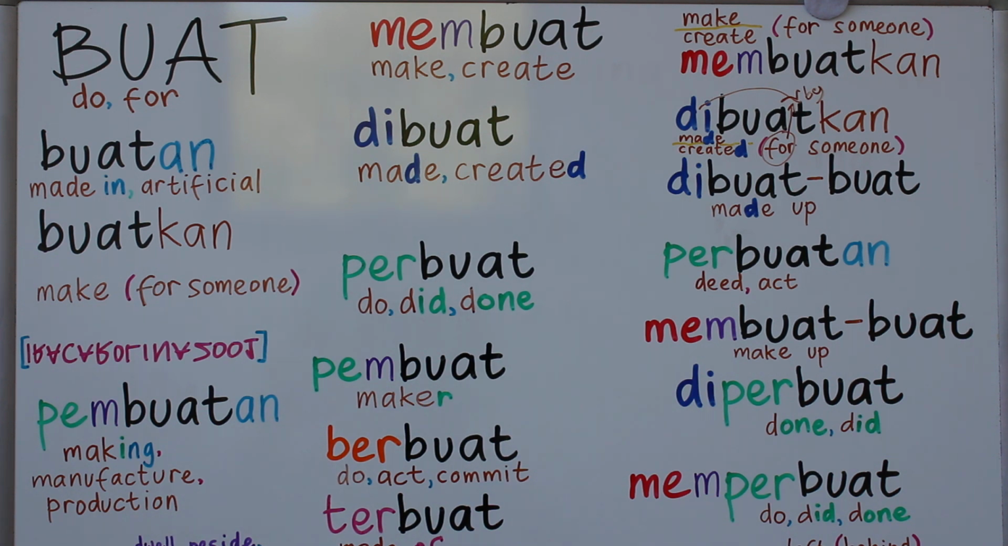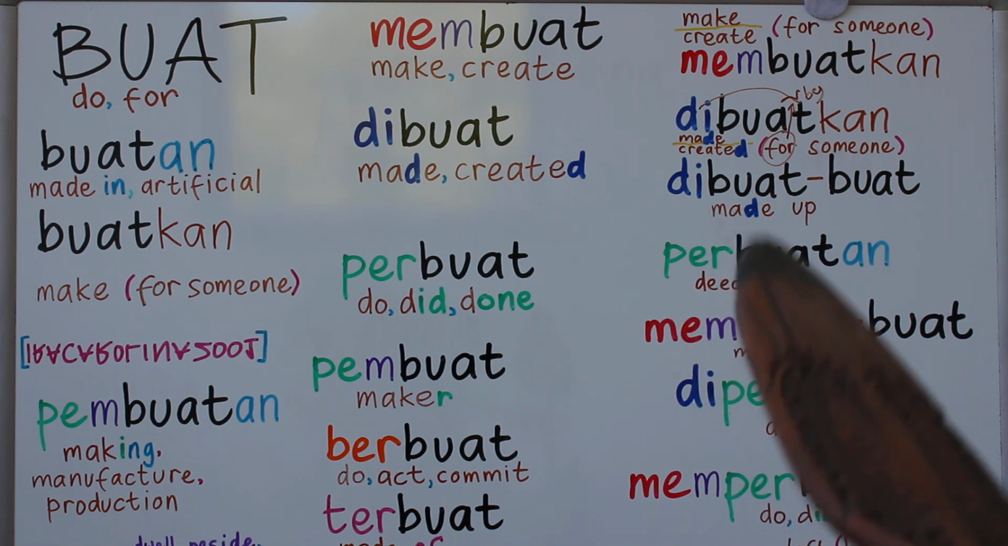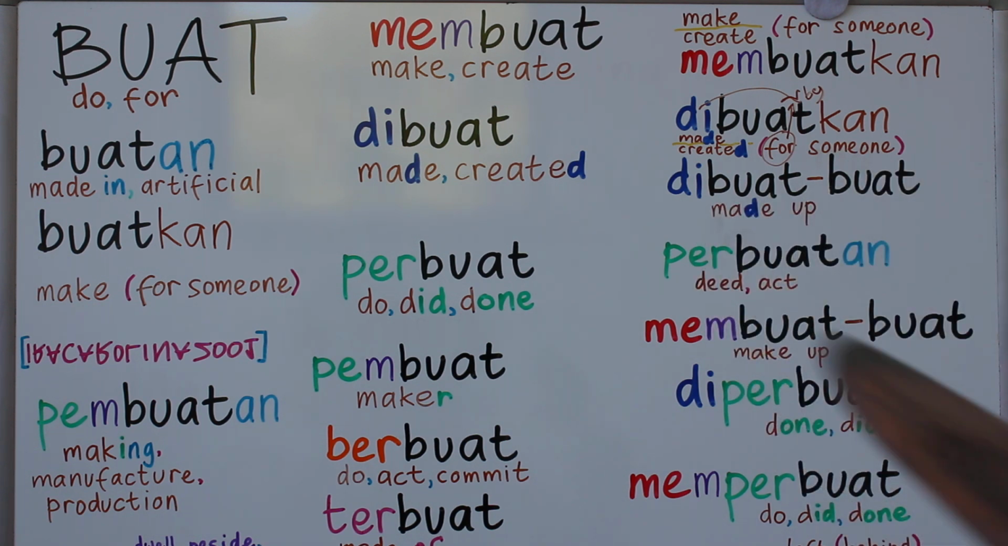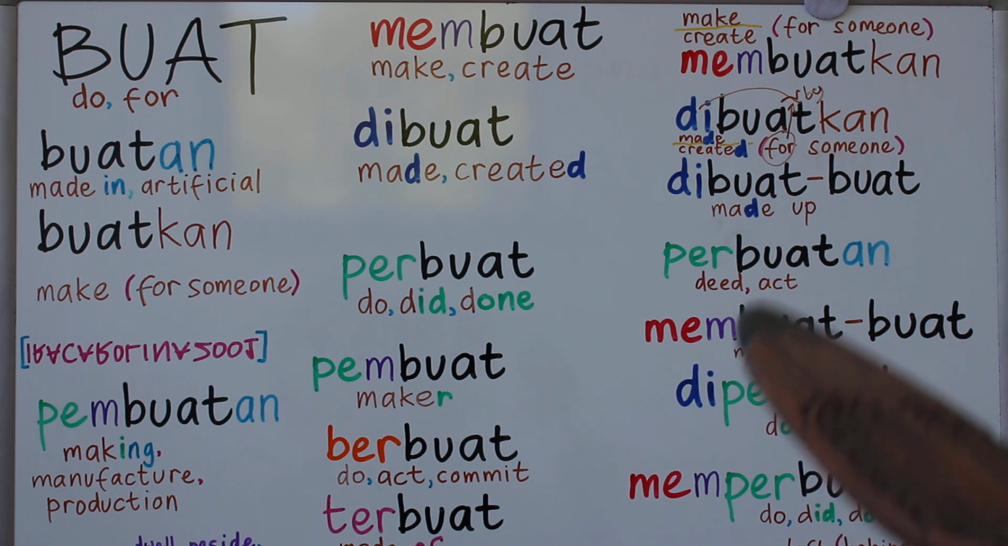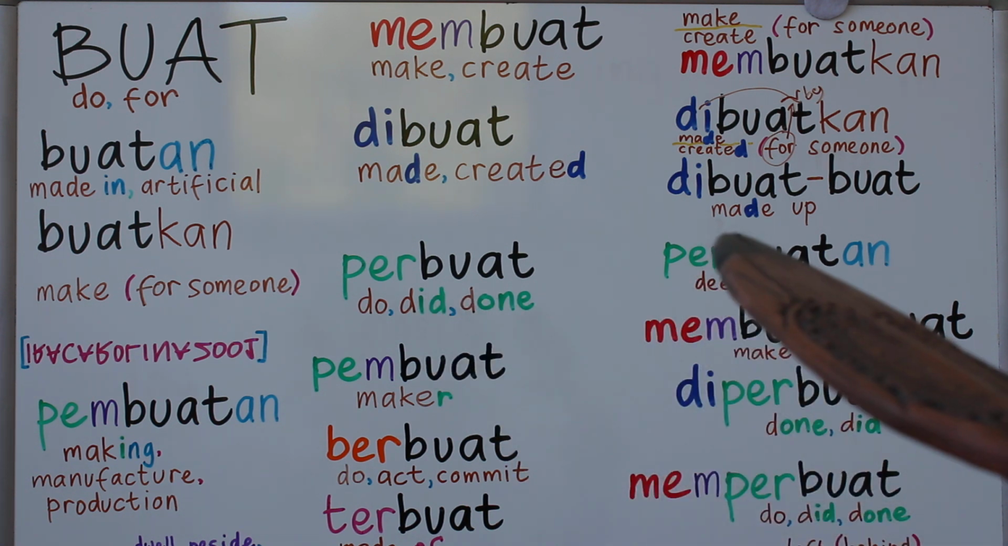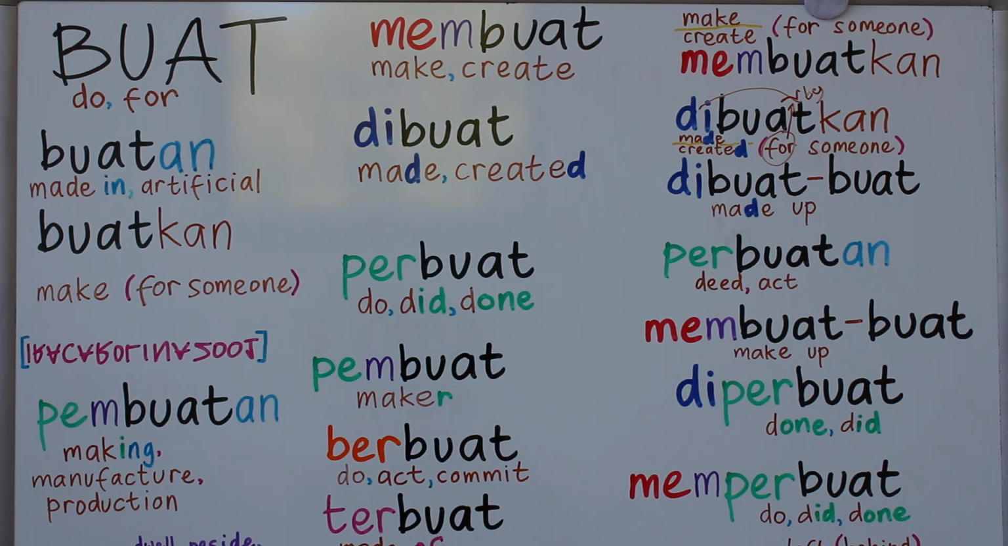And if you use this prefix di and you repeat the word, you have to put a hyphen in between, but on casual or not formal occasions, some people might skip the hyphen. But when you repeat the word, you have to put a hyphen in between. Dibuat-buat, made up. Membuat-buat, make up. Make up something, making up of something. And this is made up. That stuff is made up.